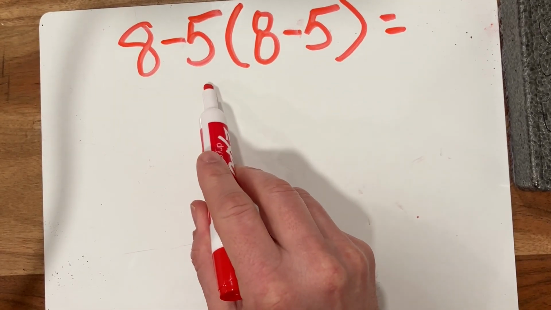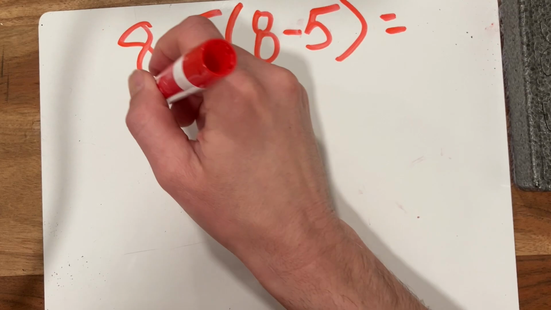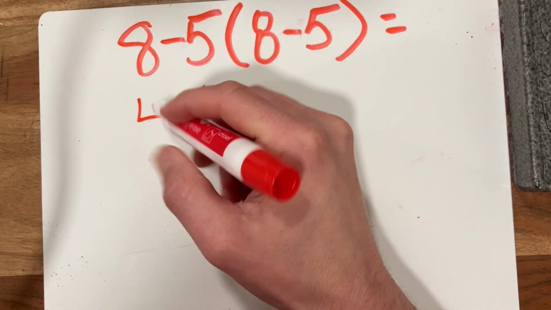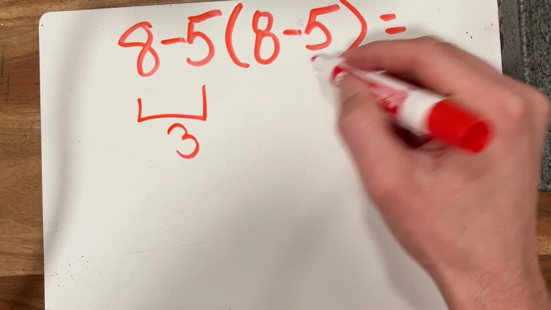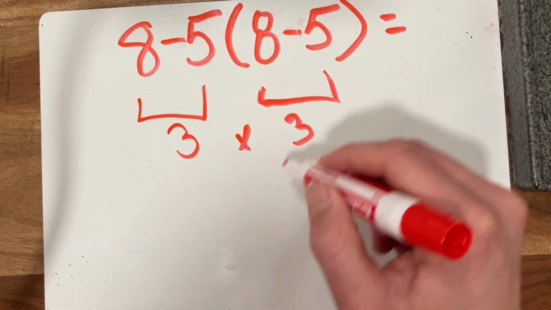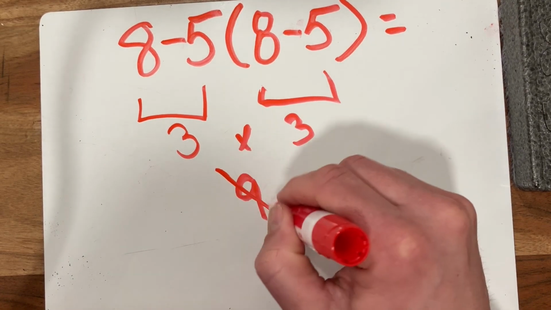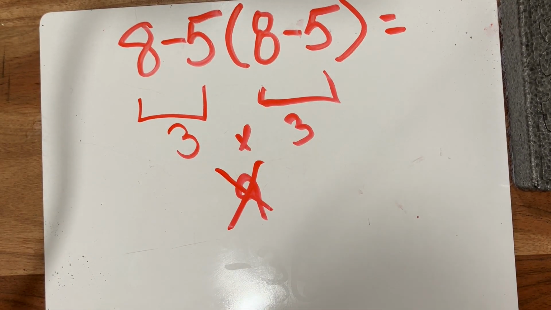8 minus 5 times 8 minus 5. Seeing this, you might say 8 minus 5 is 3. 8 minus 5 is 3. I'm going to multiply 3 times 3, which will give us 9. But that would be incorrect. Let's try that again.